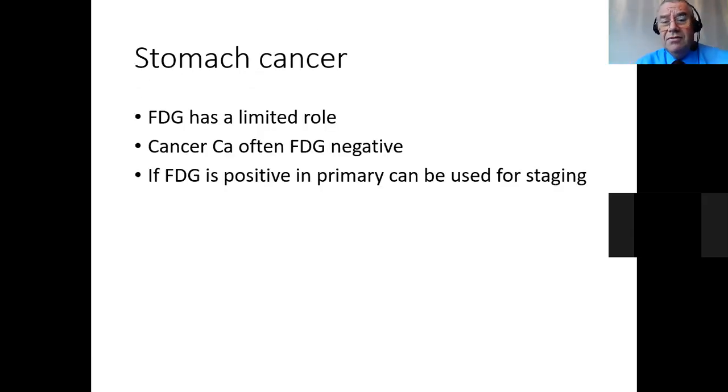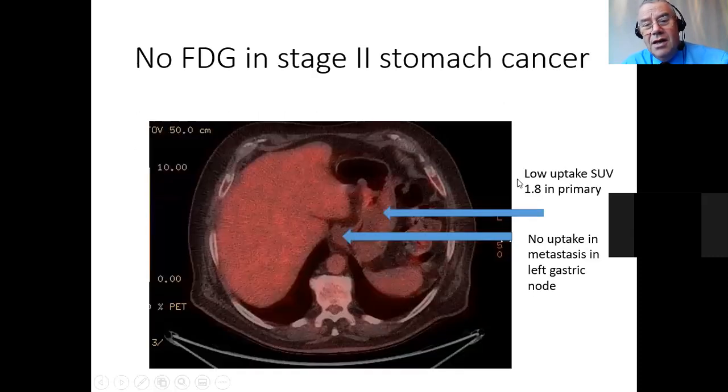In the stomach itself, FDG tends to have a bit more of a limited role, and part of the problem is that some stomach primaries can have very low levels of FDG, and it can be difficult to see. So you can only really use it for staging if the primary site is positive. I've got an example here. This is the primary, and this is the stomach wall here. It's not very well prepped, but you can see a very low level of uptake here, and that makes it very difficult. The SUV max is only 1.8.